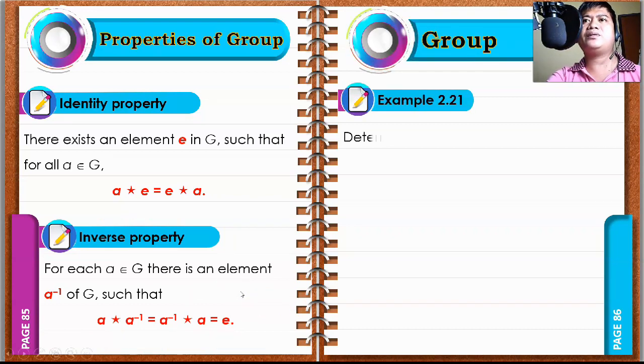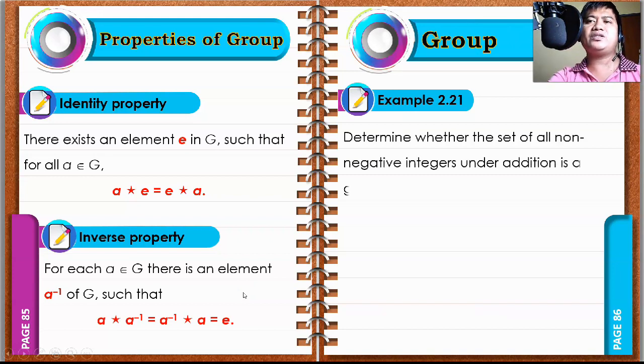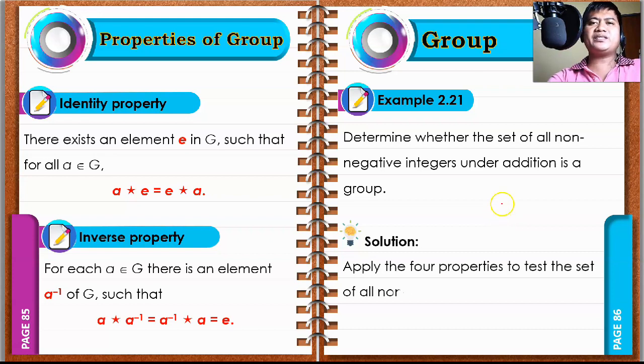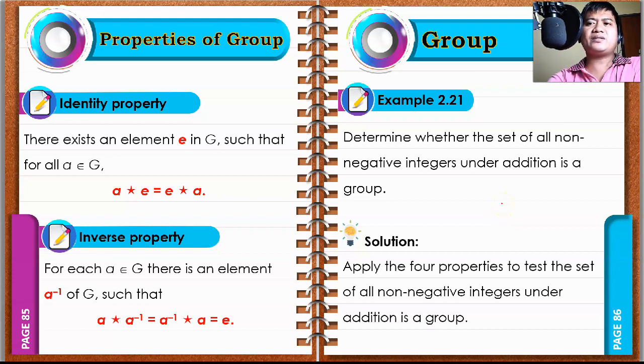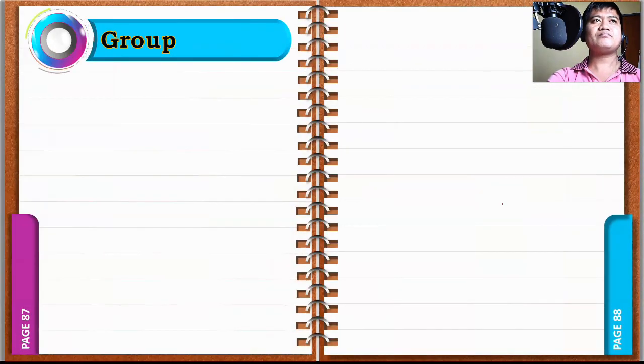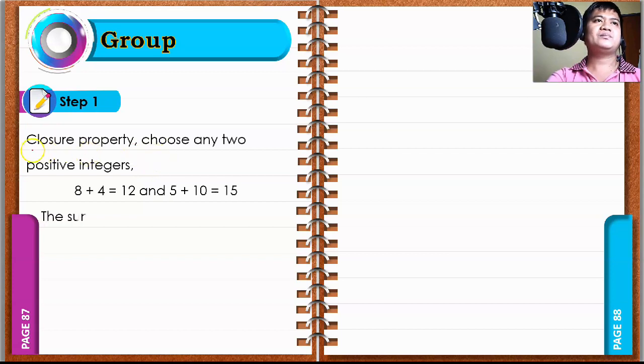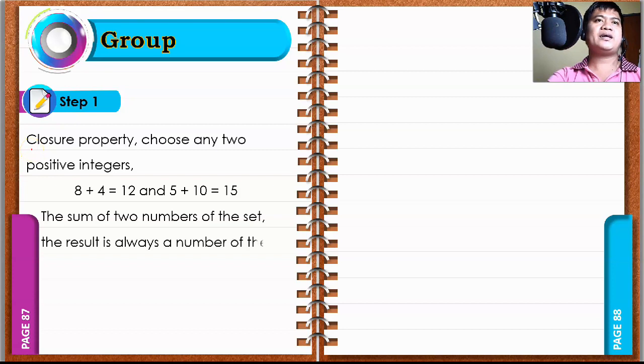Okay, so let's have an example. Determine whether the set of all non-negative integers under addition is a group. In this case, non-negative integers are 0, 1, 2, 3, and so on. First, we need to apply the four properties to test if the set of all non-negative integers under addition is a group. So step 1, we need to determine if non-negative integers is closed, or the closure property.